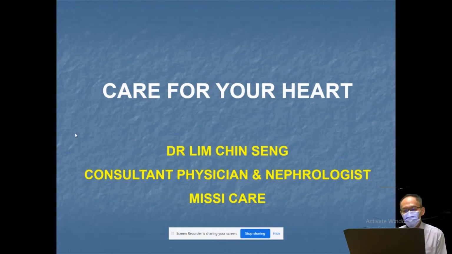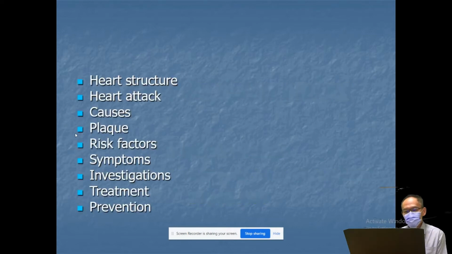In conjunction with Care for Your Heart Week month, we want to present to you how to care for your heart. For the next 30 minutes or so, we'll go through the heart structure, what is commonly known as heart attack, the causes, and we will elaborate more about plaque or arteriosclerotic disease, risk factors, symptoms, investigation, treatment, and prevention.